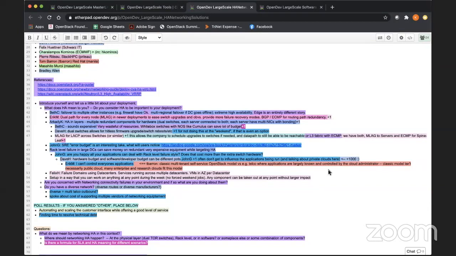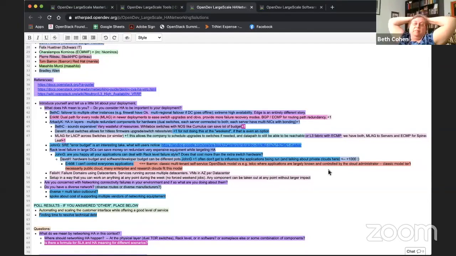Sorry, go. I guess a lot of people that are running really large deployments too, some of them are running commercial SDNs, Nuage or NSX-T or something like that. That really distributes stuff out so that obviates the need for the L3 agent as well.